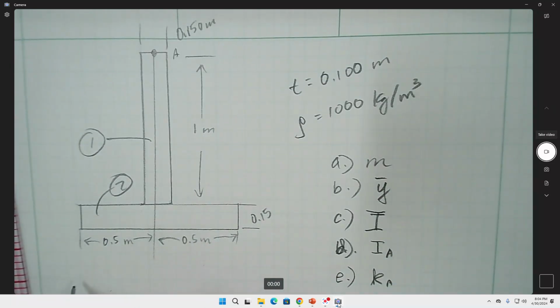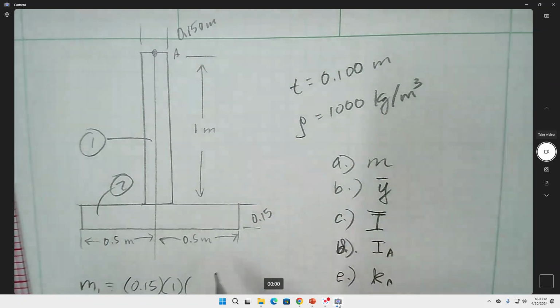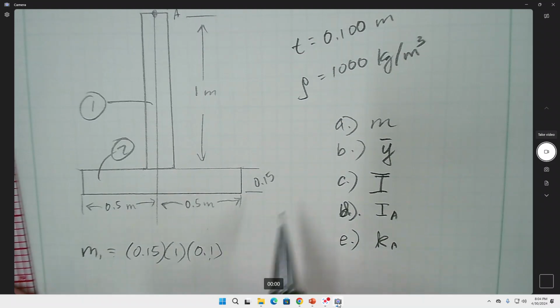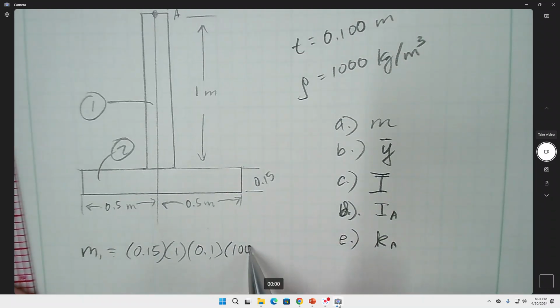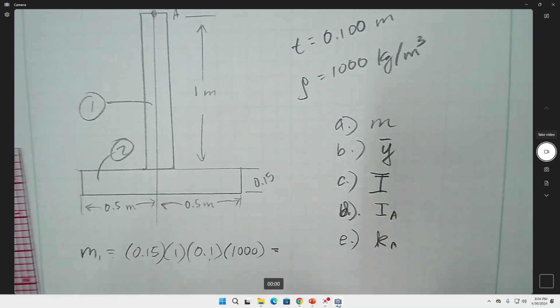So I guess maybe I'll go ahead and figure out what mass of 1 is really going to be. 0.15 times 1 times the thickness 0.1. Right, so that's width times height times depth times density. Right, because that's volume times density, we can all agree that must be the width.